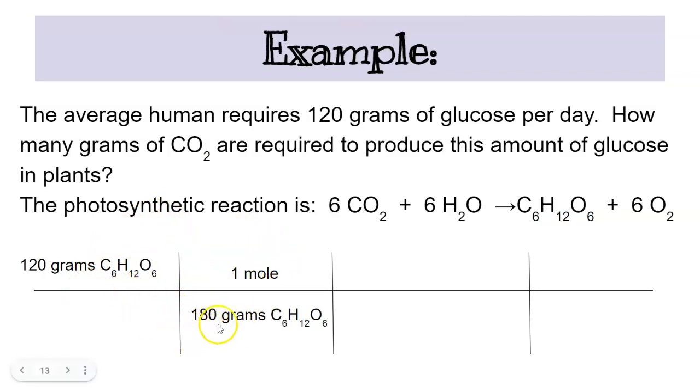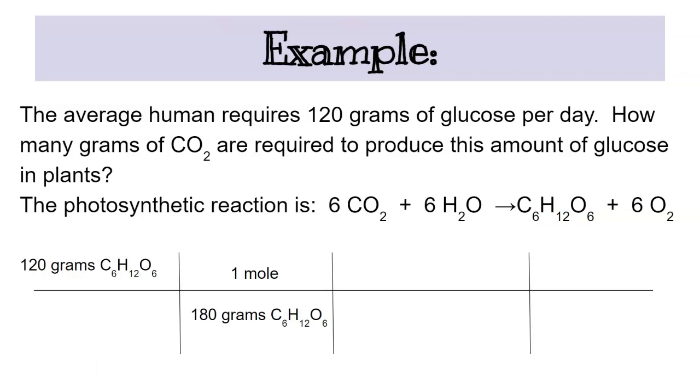And this 180, where does this come from? Okay, where did we get this 180? That comes from your molar mass on the periodic table. 6 atoms of carbon plus 12 atoms of hydrogen plus 6 atoms of oxygen will equal 180 grams. So you have to go and get the molar mass from the periodic table, and you have to add it up.